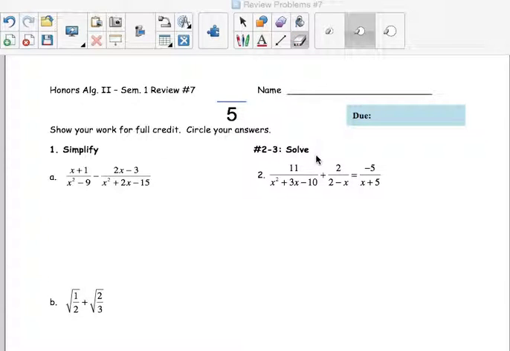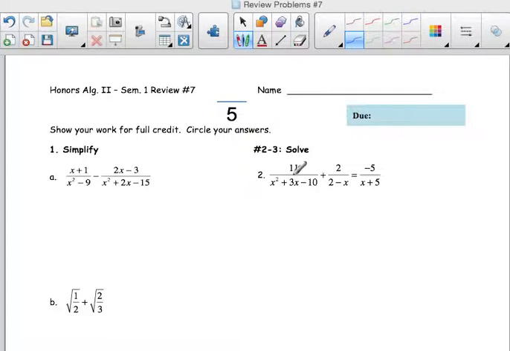To number 2 on semester 1 review, number 7. Here we have a rational equation, and we're going to solve this by multiplying both sides of the equation by the least common denominator. But first we have to factor the expression here.